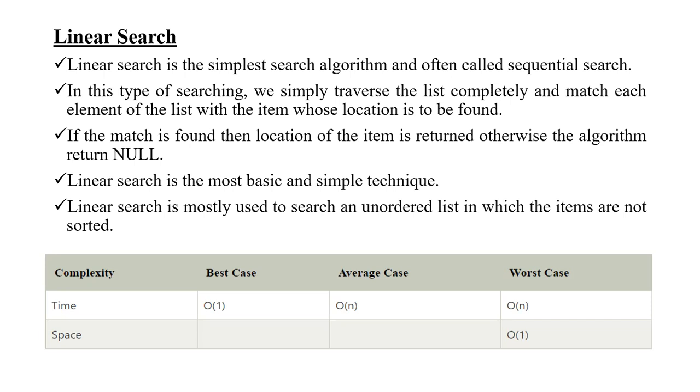Linear search is the most basic and simple technique. It is mostly used to search an unordered list in which the items are not sorted. The time complexity of linear search under the best case is big O of 1, for the average case it is big O of n, and for the worst case it is big O of n. And the space complexity is big O of 1.